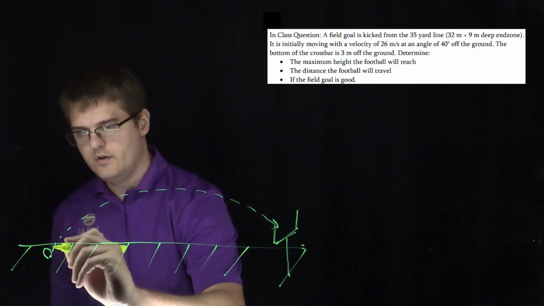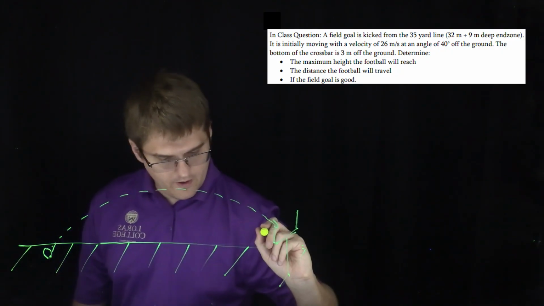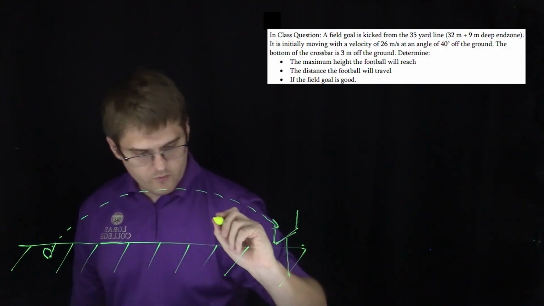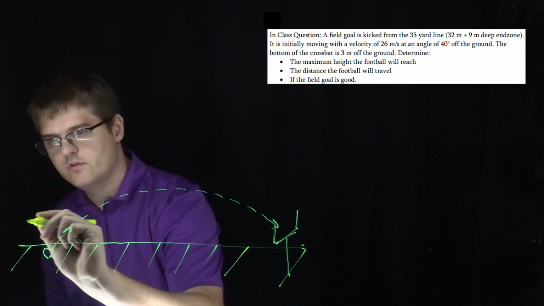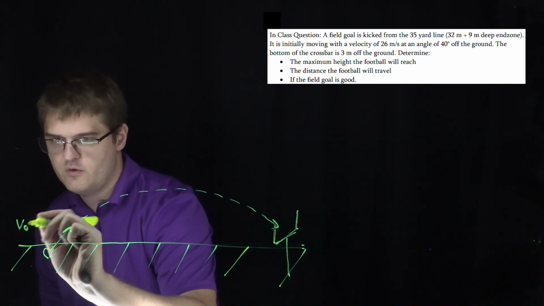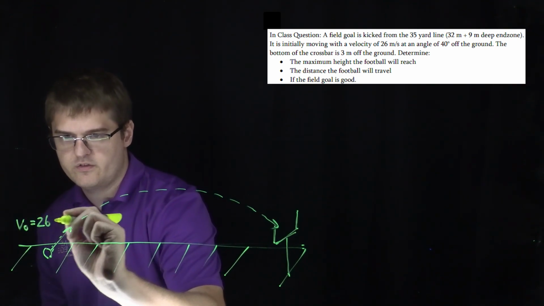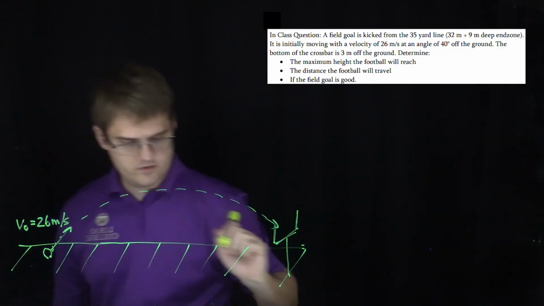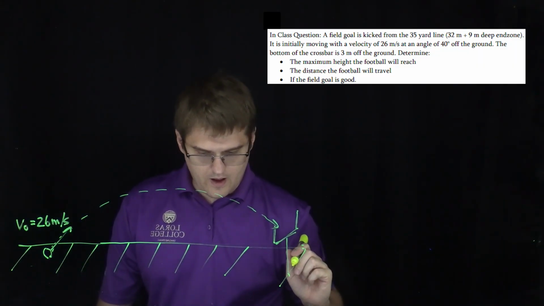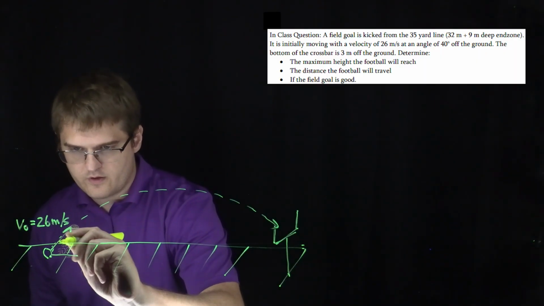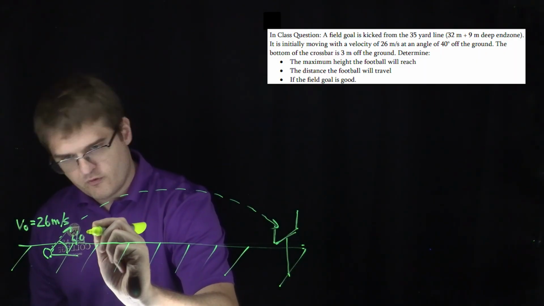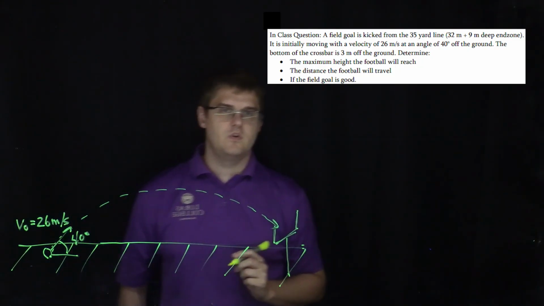We are told that we are initially moving with a velocity of 26 meters per second. So V0 is equal to 26 meters per second at an angle of 40 degrees off the ground. So the kick is such that this is 40 degrees off the ground.